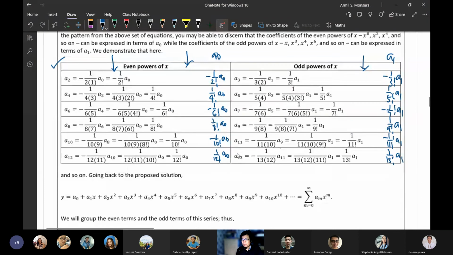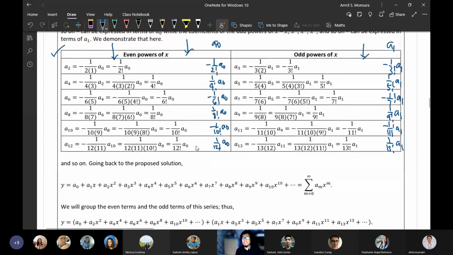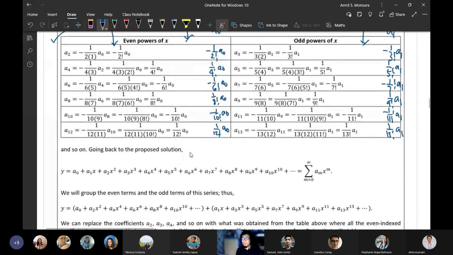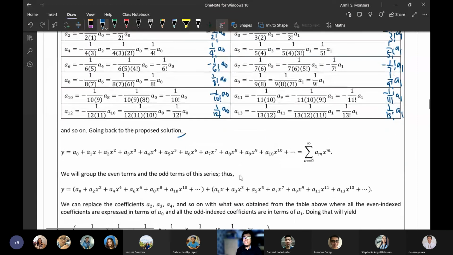Okay? Now, so we are now able to determine these coefficients, no? After determining these coefficients, again, we go back to the proposed solution. Ayan, dinamihan ko na yung number of terms. Sinulat ko na siya ng mas mahaba. Kasi ang gagawin ko, iisa-isahin kong palitan tong A2, A3, A4, A5, A6, A7, A8, A9, A10. Depende dito.